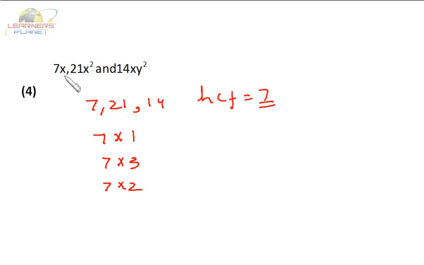Okay, now let's find out the HCF of algebraic terms. It's x, x square and xy square. So let's choose the lowest power of x, that is x only, and we don't have y in these two terms, so y cannot be part of HCF. Okay, so HCF of algebraic terms is x and HCF of numeric terms is 7. So the final HCF is 7x.